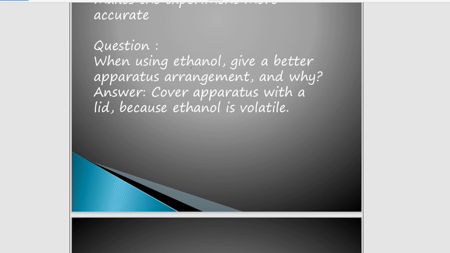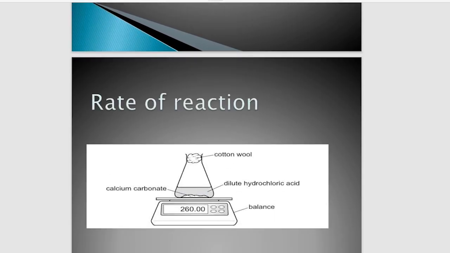When using ethanol, give a better apparatus arrangement and why. Cover the apparatus with a lid because ethanol is volatile. Volatile substances are those whose boiling points are just above room temperature. If you keep it open, it will start evaporating.